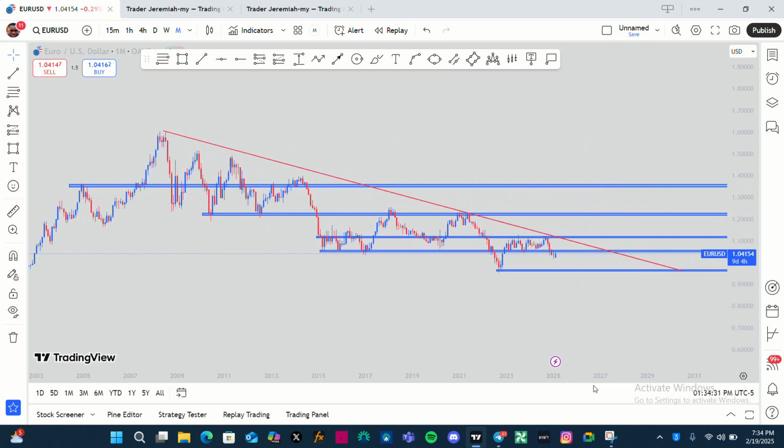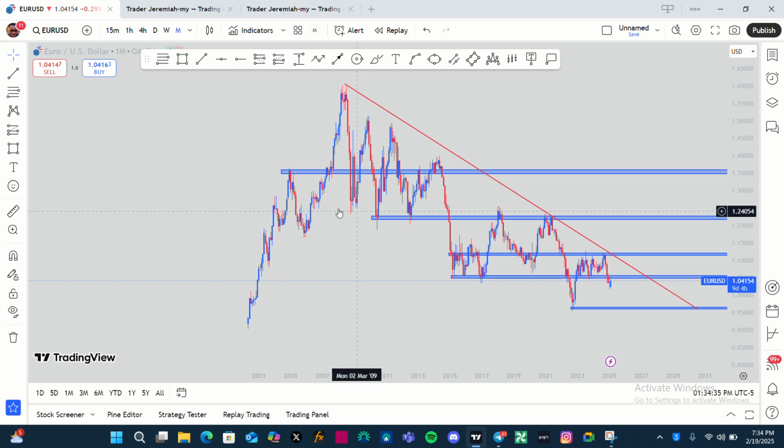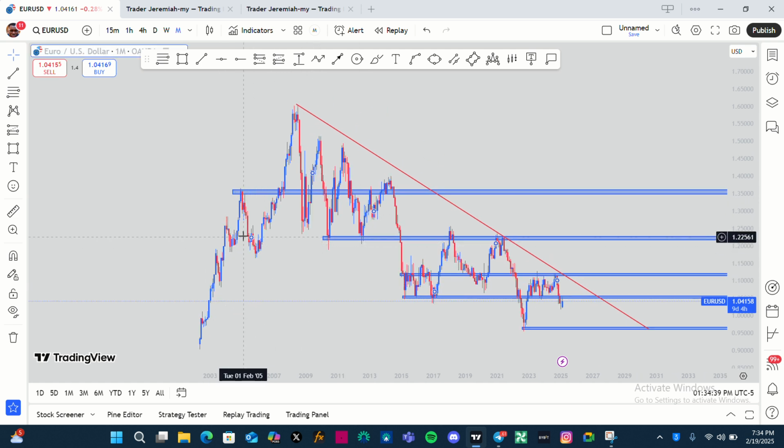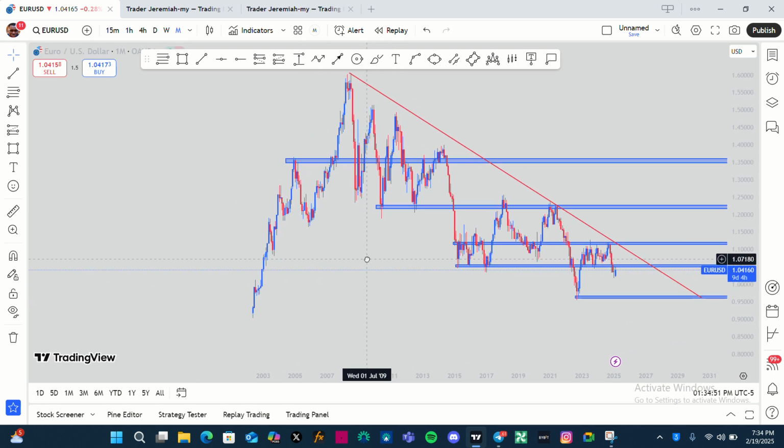To draw a valid key level, a valid support and resistance level, you need to look for an area in the market where price touches multiple times, a minimum of 2 or 3 touches. So this is the first one, second about here, and this is the third. The more touches a level has, the stronger it will be.